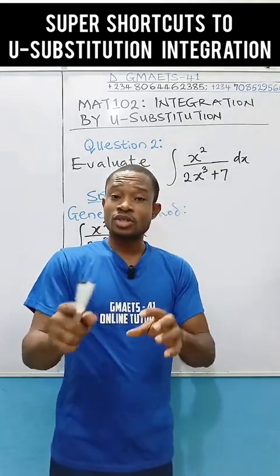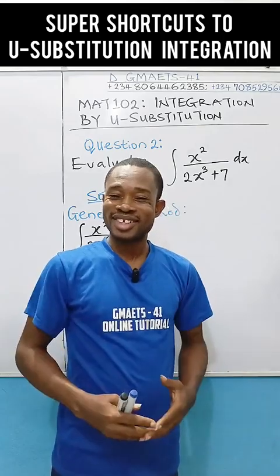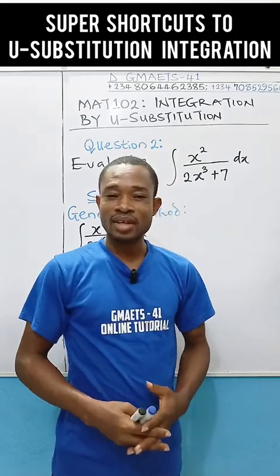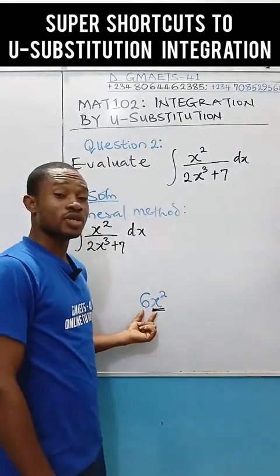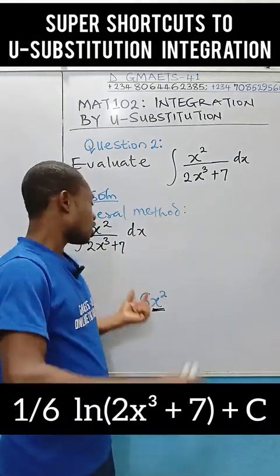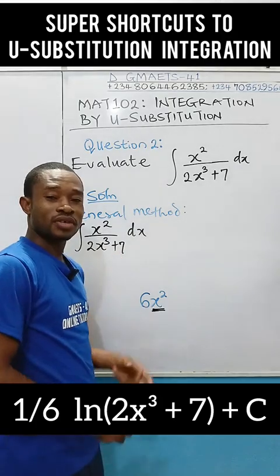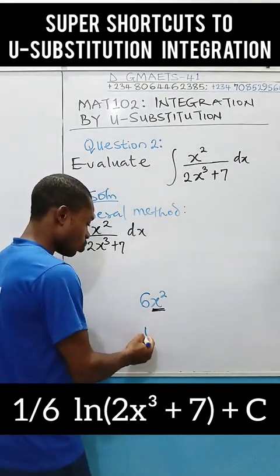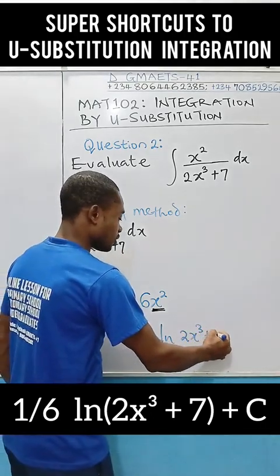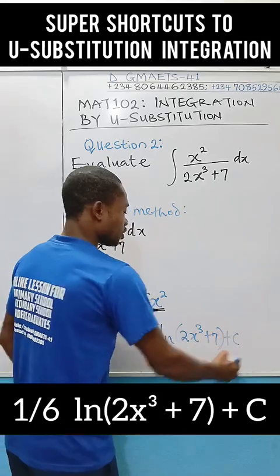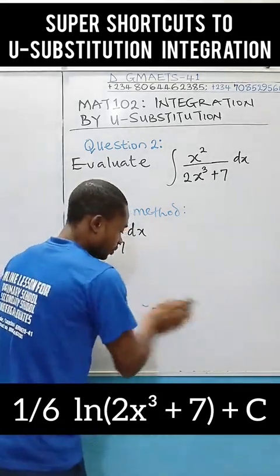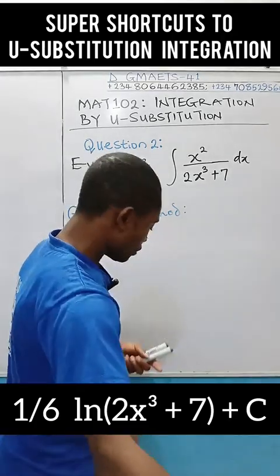But like I said, I'm going to teach you the general method first. But just have it in mind that whether I use the general method as the case might be, the answer I will get here from what I observed is going to be 1 over 6 ln of 2x raised to the power 3 plus 7. Look at it. 1 over 6 ln 2x raised to the power 3 plus 7. Then plus constant of integration. This is the answer I'm going to get. All right, let's move on.